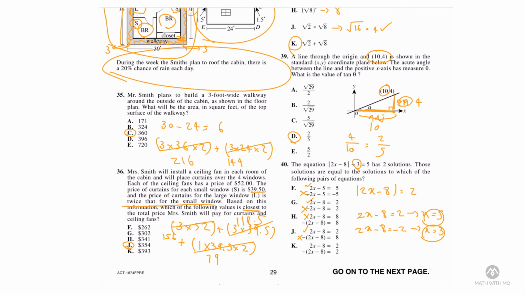This is the answer, right? 2x minus 8 equals 2. We have it here. And minus 2x minus 8 equals 2. So if I multiply both sides of this equation by minus 1, it basically becomes minus 2x minus 8 equals minus 2. We'll get the same equation. So that's the answer.